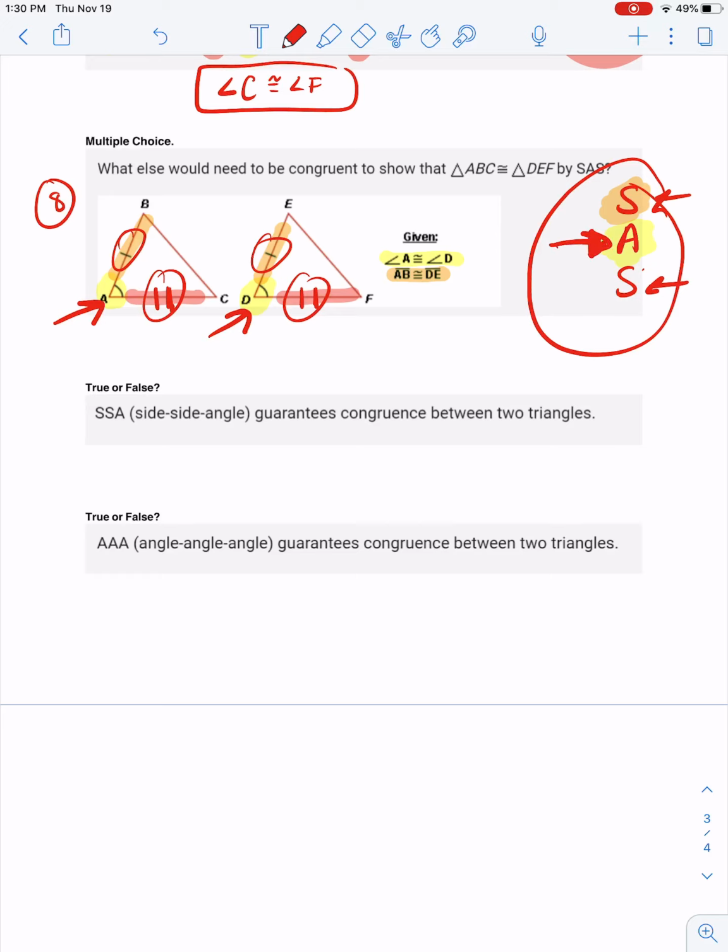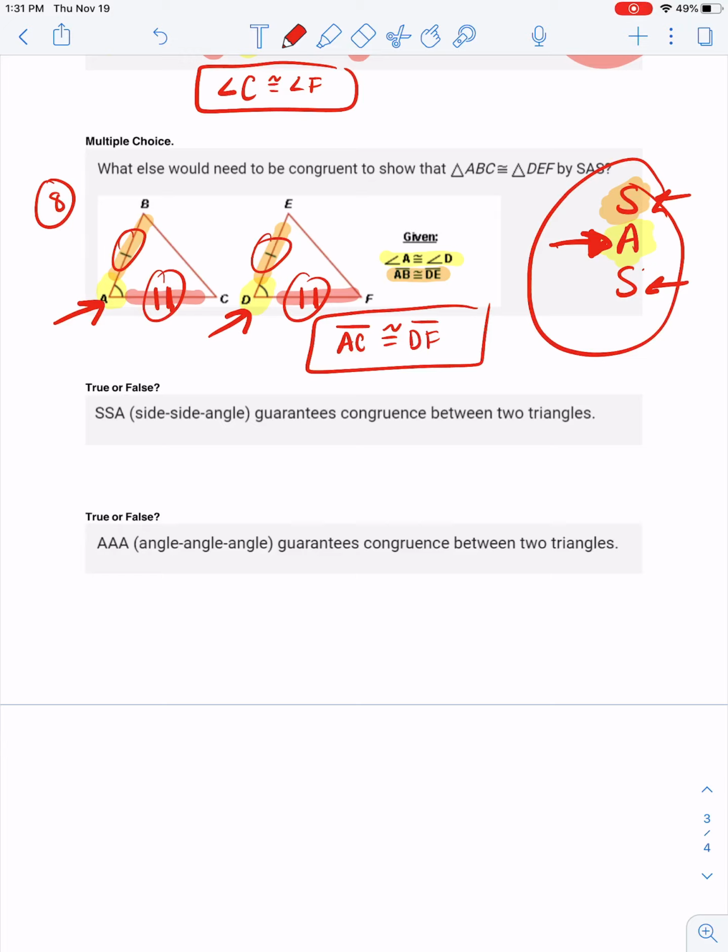And then you would just want to write out what those two sides are. So that missing side that we have is what I highlighted in red. That would be AC is congruent to DF. AC is congruent to DF, and that would be the part that is missing, okay?